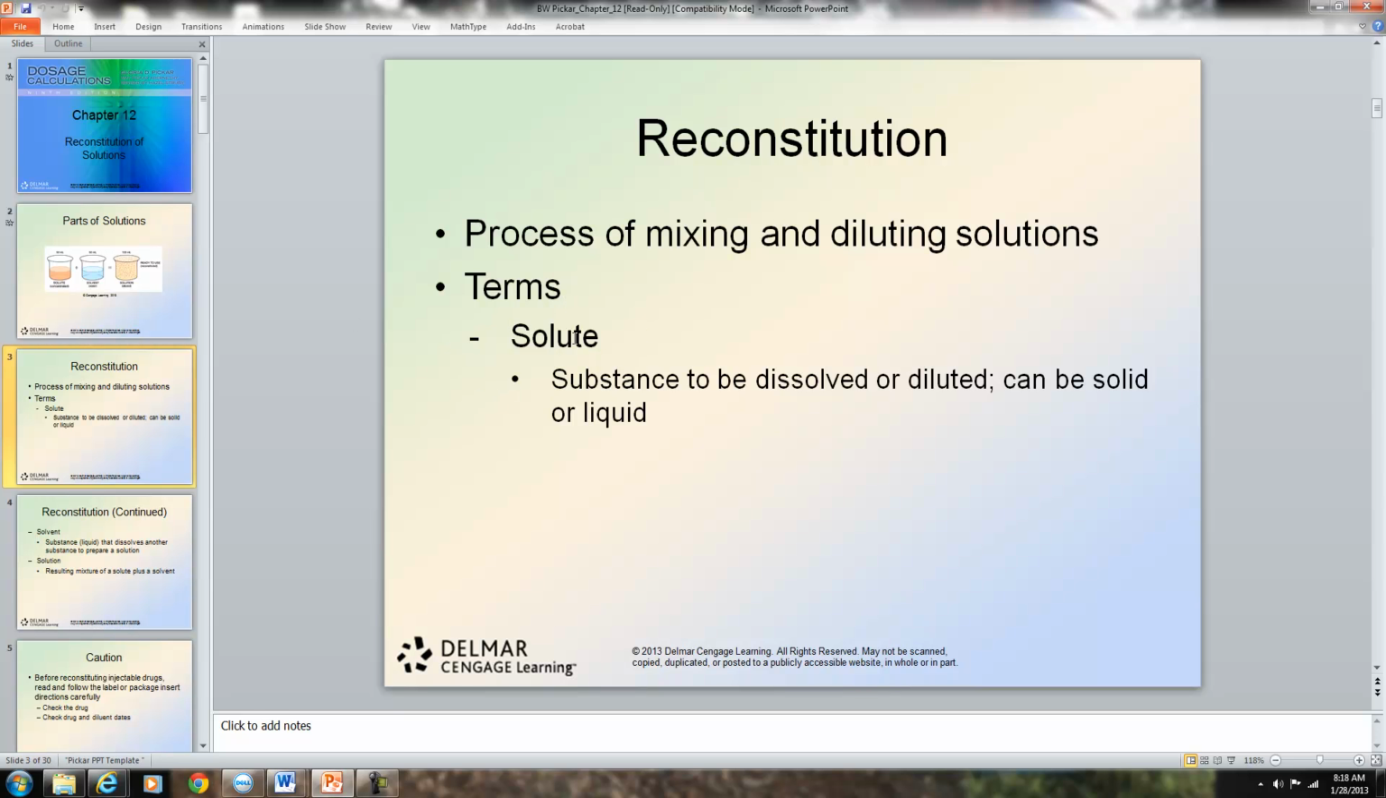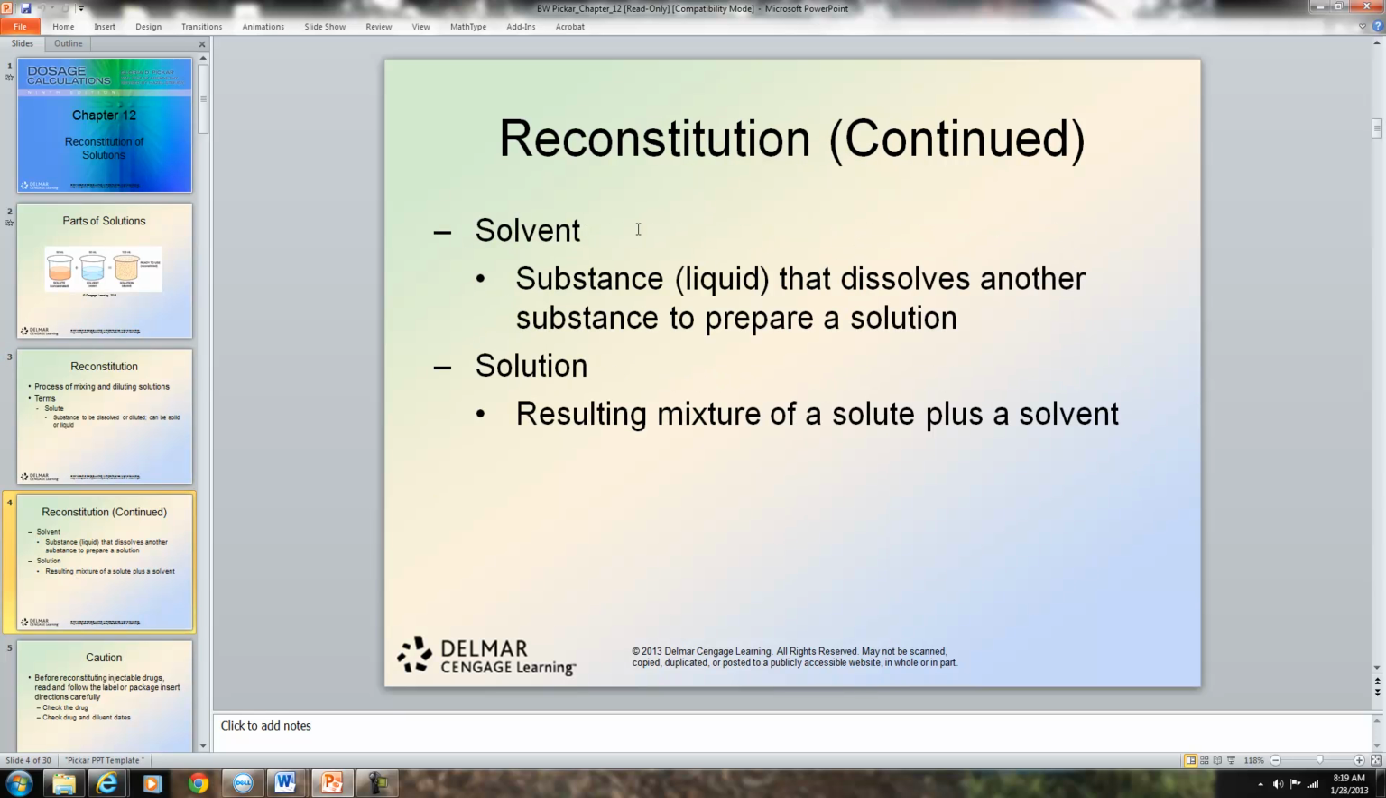The solute, again, is the substance to be dissolved or diluted. It can be solid or it can be in a liquid form. The solvent is the substance, the liquid, the saline solution, the water, distilled water, that dissolves another substance. And then solution is the result or the mixture.